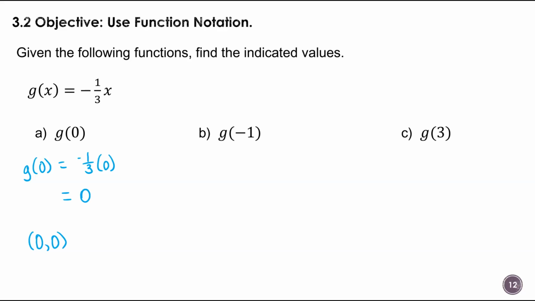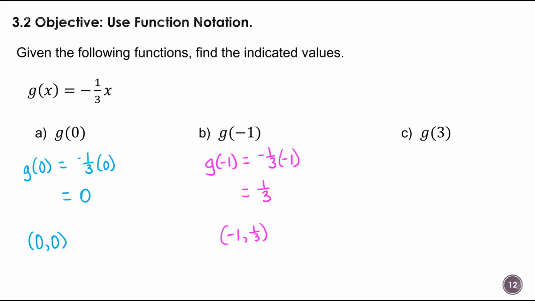On the next one, g of negative 1, that's going to be negative 1/3 times negative 1. So that makes a positive 1/3. If we wrote this as an ordered pair, it would be (negative 1, 1/3).